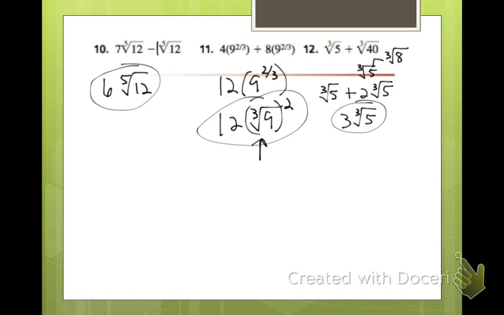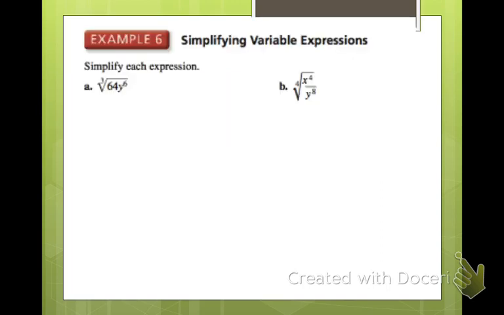All right. Now sometimes we're just asked to simplify expressions. And now notice we have variables in these expressions. So this is example 6 from chapter 5, section 2. So write down A. We've got the cube root of 64 y to the 6th. So we take it one piece at a time.